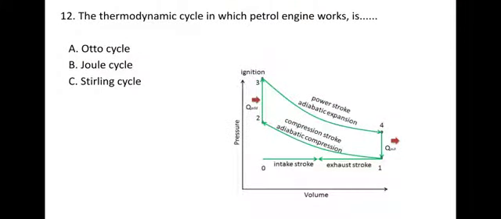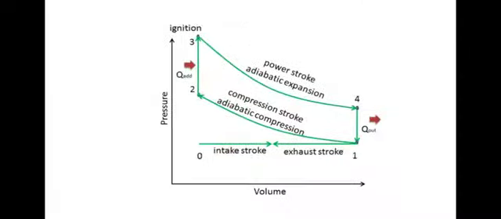Next question. The thermodynamic cycle in which petrol engine works is, and the answer is Otto cycle. So the petrol engine works on the Otto cycle. Here you can see the PV diagram of Otto cycle. From 0 to 1, that is suction stroke. So air fuel mixture will come inside the cylinder. The volume of cylinder increases and air fuel mixture will come inside the cylinder at a constant pressure. Then from 1 to 2, that is compression stroke. So the pressure will increase and the volume will decrease.